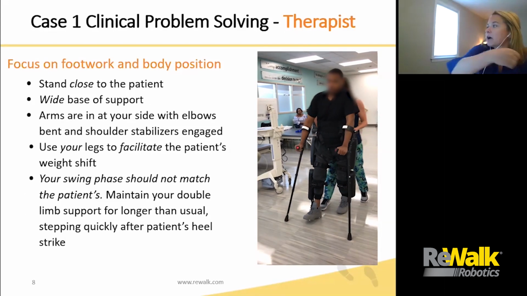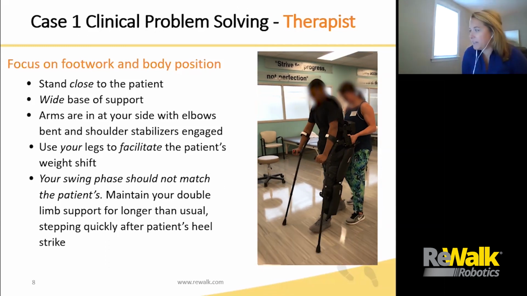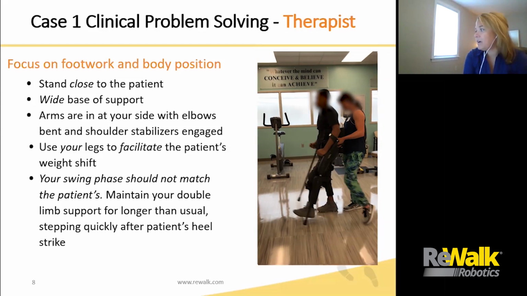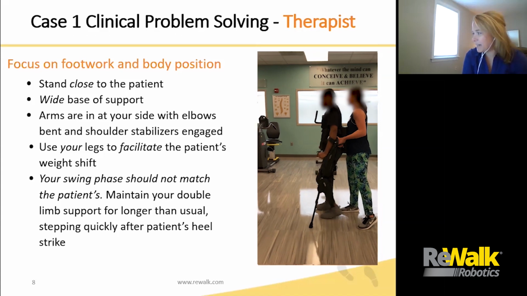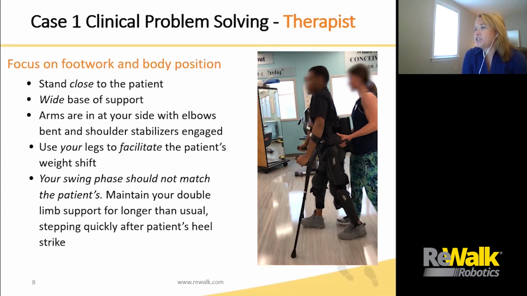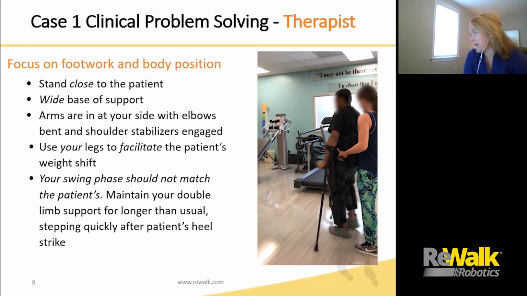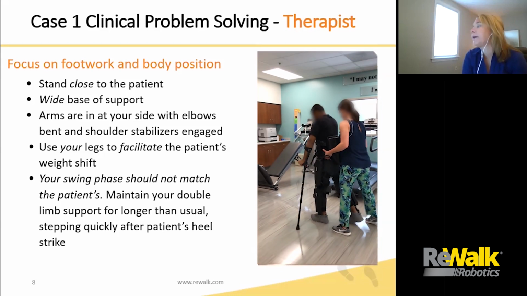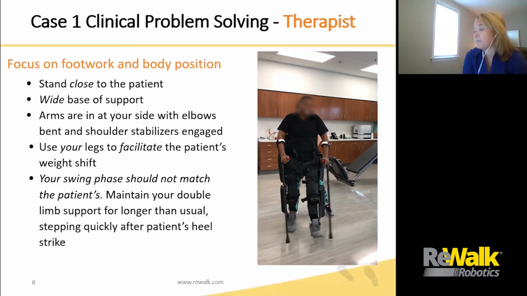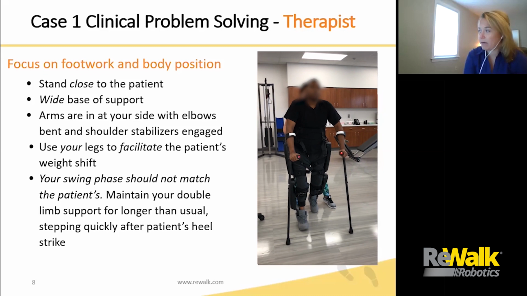So the first thing we're going to talk about are things that a therapist could do. This video is here to highlight good guarding techniques. You can see here, this therapist is making sure that she's standing close to the patient. Okay, she's using a wide base of support. You can see her arm placement. They're at 90-degree elbows, really close in by her side. She's using her own body weight to shift and facilitate the patient's weight shift. Okay, she's not using her arms to try to throw him around.